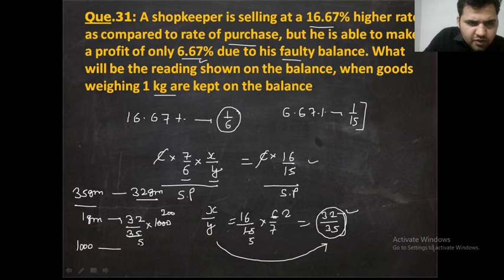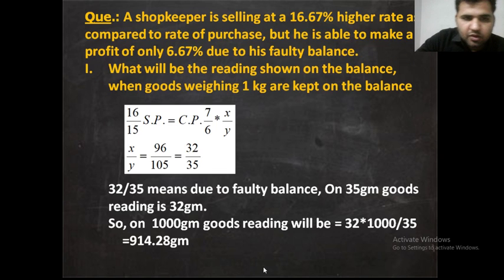So 5 × 7 = 35, this is 200. 32 × 200 is what? This is 6400/7. Now 6400/7 is what? 7 × 9 = 63, 1, right? And then 914.28 is the right answer. Okay, so this is the answer. 914.28 gram is the right answer.